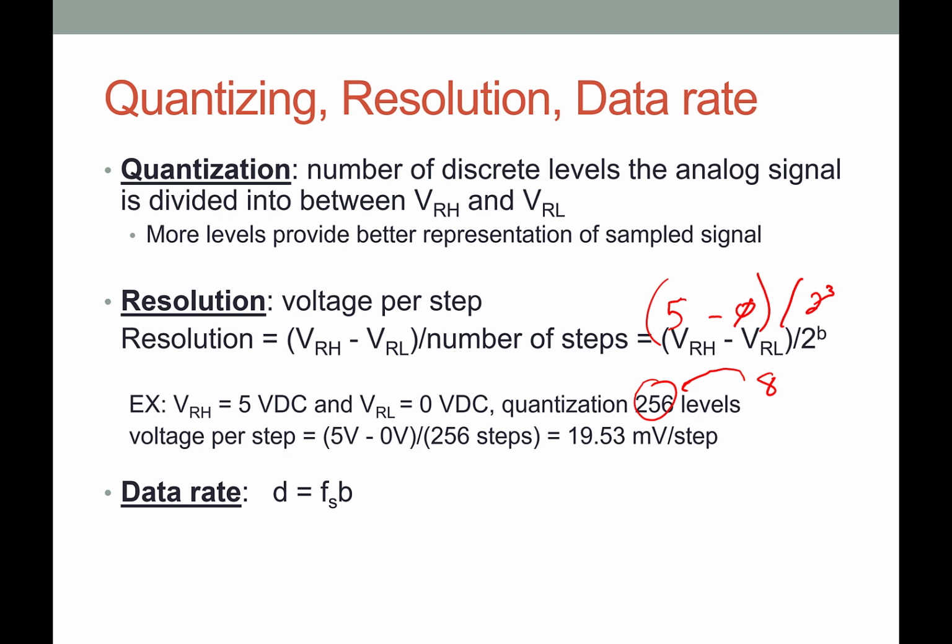And our data rate basically is, you can see here, the sampling frequency that we had times the number of bits per sample. So that tells you the data rate that you would have.